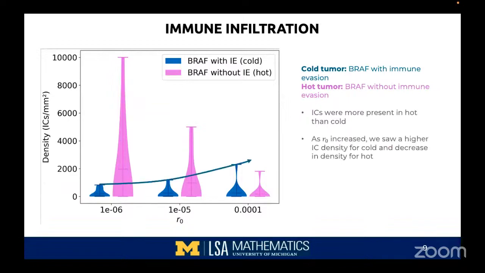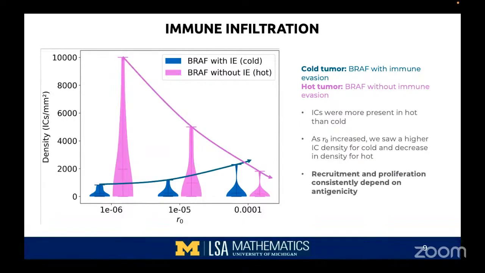But what we did find interesting was that as we increased R0, we saw higher immune cell density for cold tumors, which is unsurprising because, of course, if you have higher R0, you're getting larger tumors faster and you're getting higher antigenicity levels, higher recruitment and proliferation levels. So it's sort of a chain effect. But what happens in hot tumors is that all of this happens at the initial phases. So the tumor doesn't get to grow big at 5 years. And this photo is at 5 years. So that was sort of our hypothesis for what was going on with hot tumors.